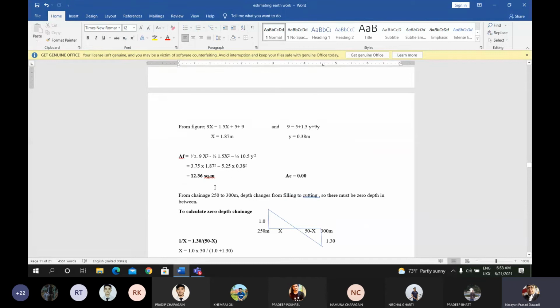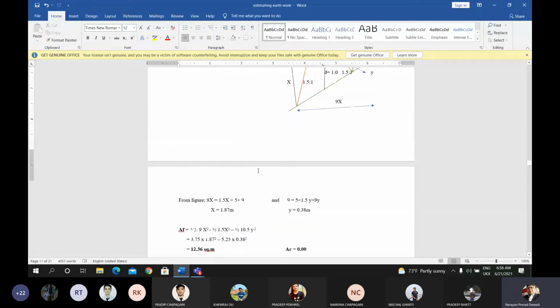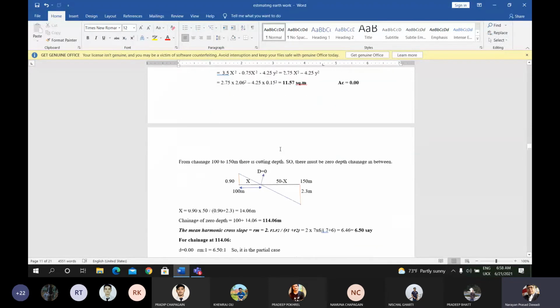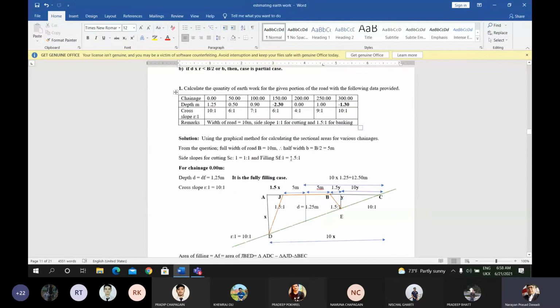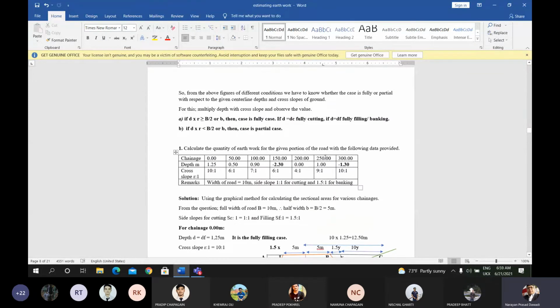12.36 square meter will be the area of filling. Now again look at the chainage here. From chainage 250 to 300 meter, again there is a negative sign here. So the chainage section is from filling to the cutting section. From chainage 250 meter there is filling section, whereas at chainage 300 meter there is cutting section. So in between 250 and 300 meter there must be a zero depth.